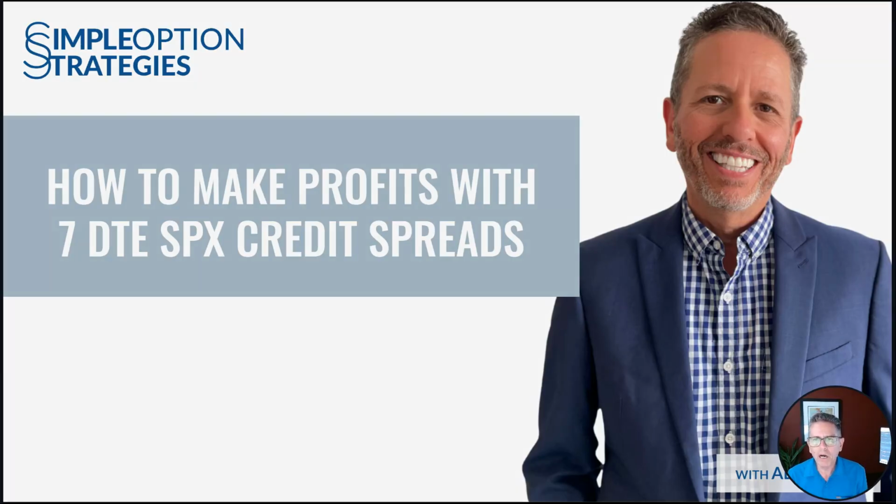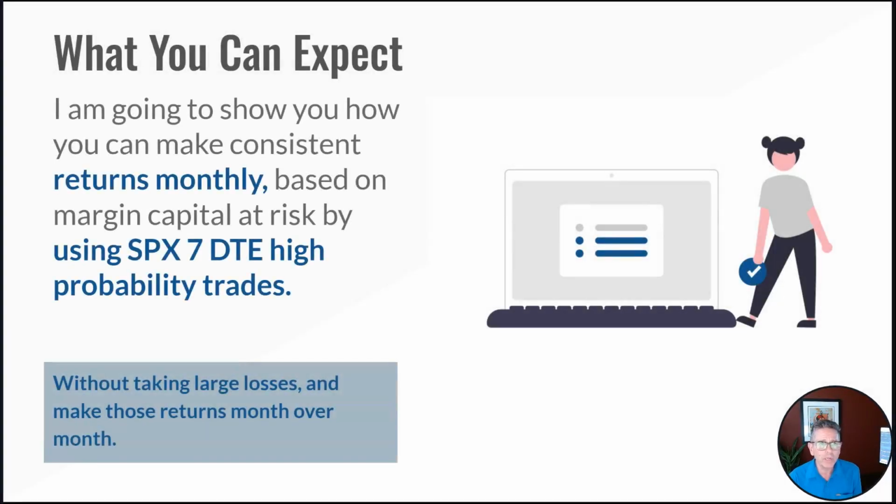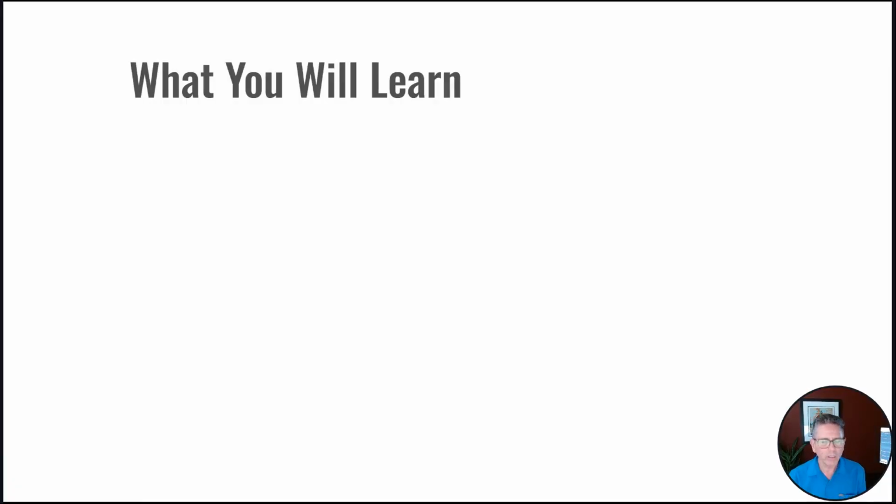So today, what can you expect? We're going to show you how to make consistent returns monthly based on margin capital at risk using SPX 70 TE high probability trades. Okay, and we want to do this without any big large losses. And that's really the goal here. Because over time, if your strategy's working, your trade plan's working, then there's going to be times you have losses, but overall you want to see your gains month over month over month, and that's really the way that we need to trade on a day-to-day basis, okay?